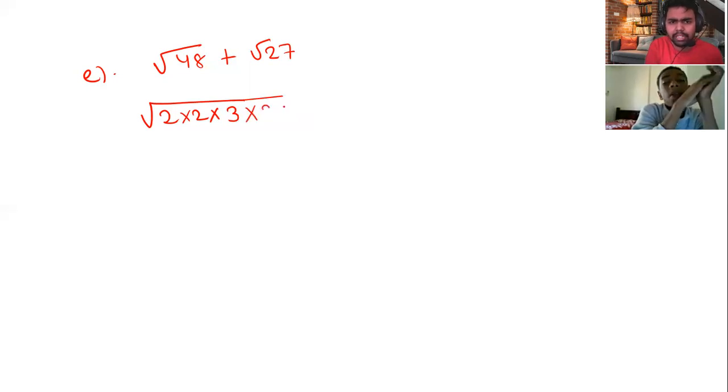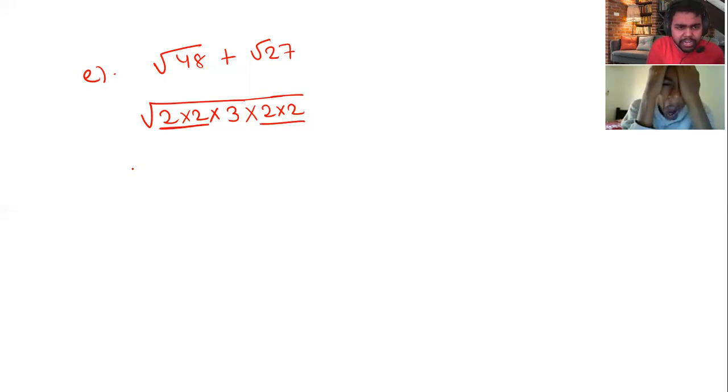12 4s are 48. Can I write like that? Yes. 48 could be factorized like this, right? Can you see here, there is one pair of 2, there is two pair of 2. This one pair and one pair, right? It will come outside of the root.